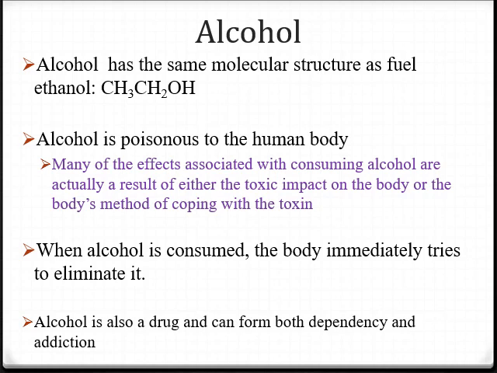Alcohol, or ethanol, we used to consider it as a drug. It has a high energy content, nearly 7.1 kilocalories per gram, which can be obtained on oxidation through alcohol metabolism. Alcohol has the same molecular structure as fuel ethanol, CH3CH2OH, and we know that it is poisonous to the human body.